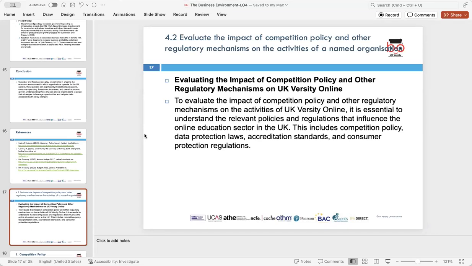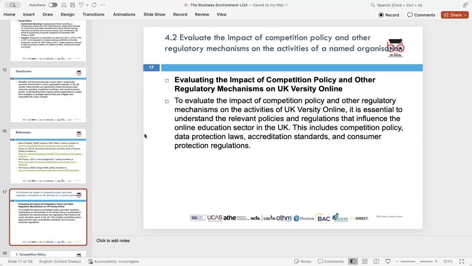These policies are designed to ensure fair competition, protect consumers, and uphold standards of quality and fairness. Competition policy, data protection law, and accreditation standards significantly impact the operations and reputation of UK Versity Online within the online education sector. These regulatory frameworks promote fair competition, safeguard student data privacy, and ensure high academic standards.